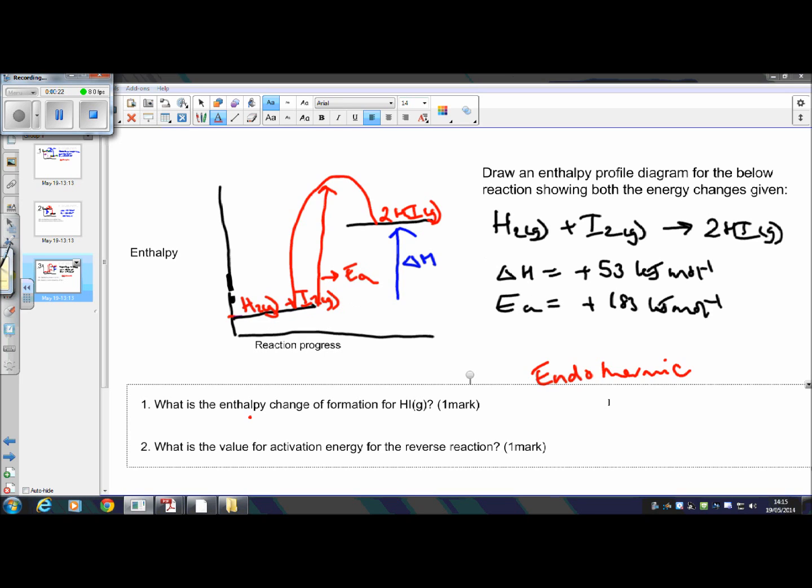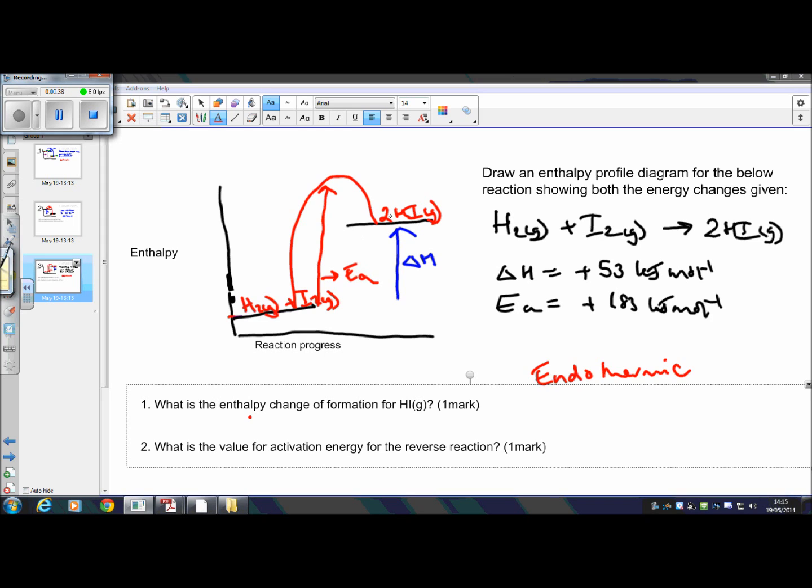So here we've got an endothermic reaction profile. The arrow is going up. We've got a positive value, okay, and the reactants are starting lower than the products. So here the question is, what is the enthalpy change of formation for HI gas for 1 mark?